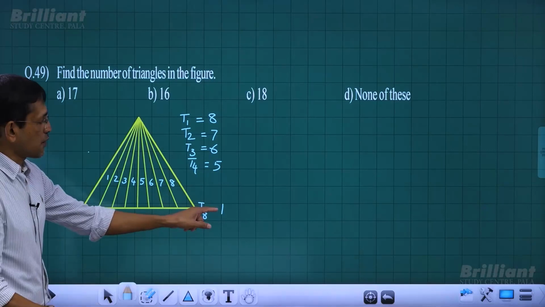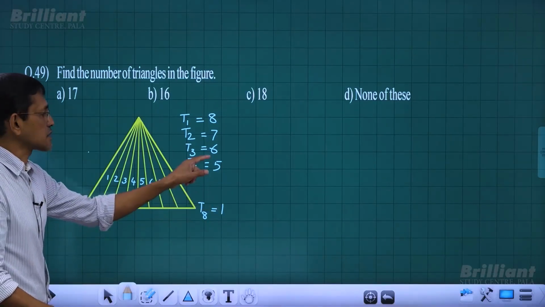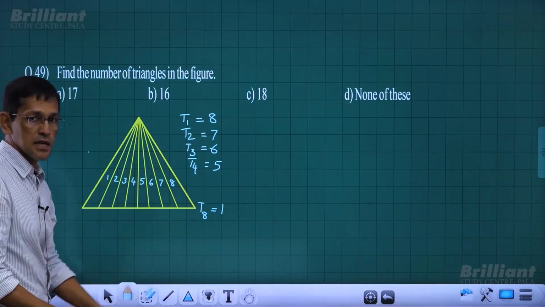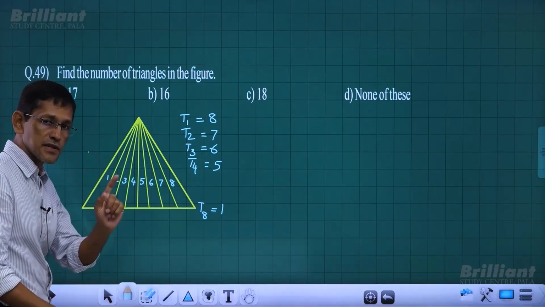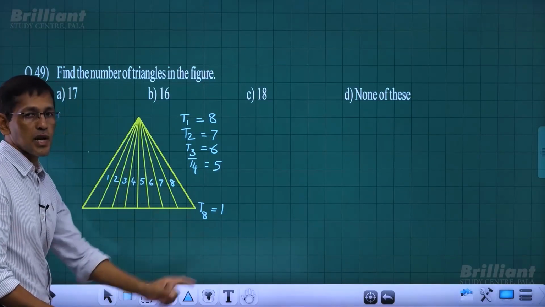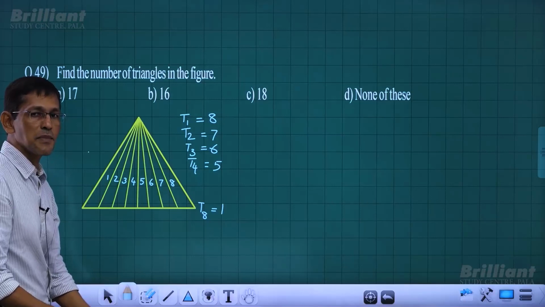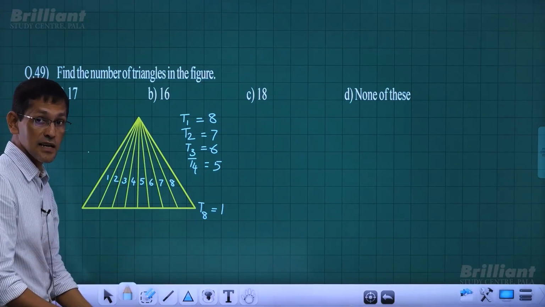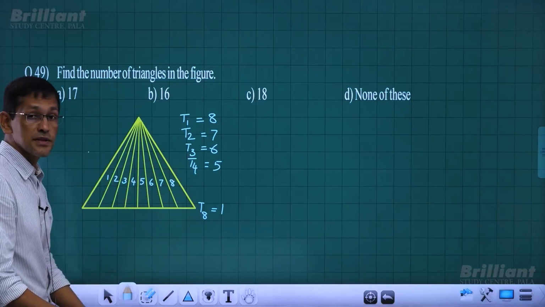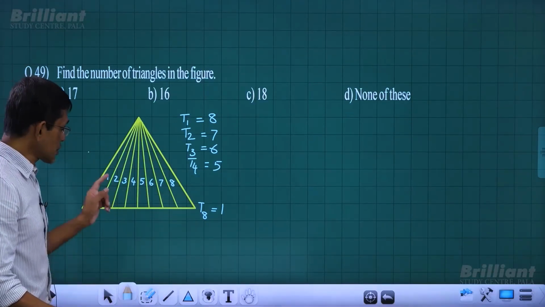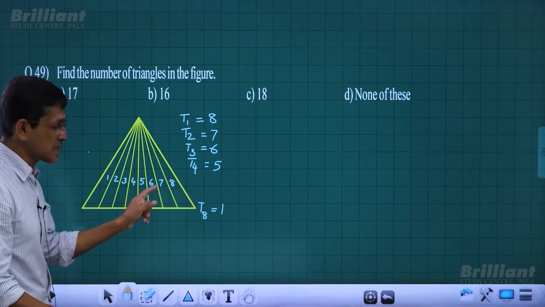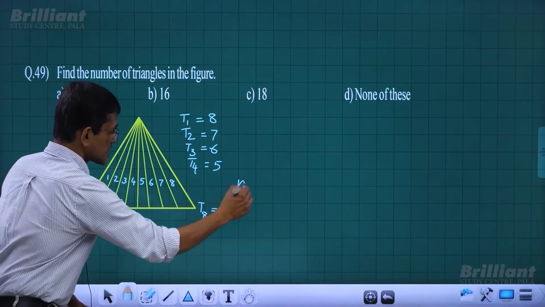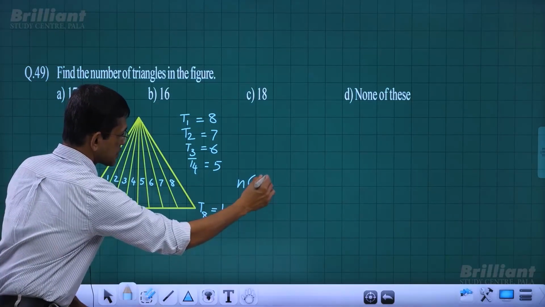So 1 plus 2 plus 3 plus 4 plus 5 plus 6 plus 7 plus 8. The sum of the first 8 natural numbers, that is n into n plus 1 by 2. Yeah, that is what we have done for rectangle. Similar method. So what do you get? n is equal to 8, n into n plus 1 by 2.